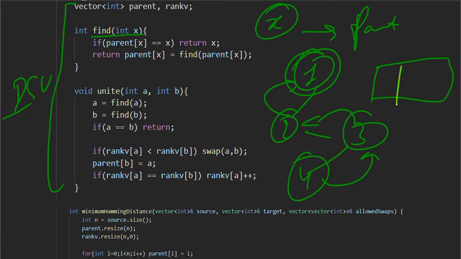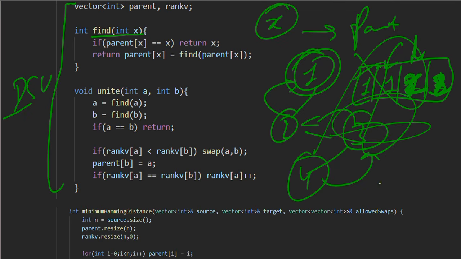If you have to represent it in an array, so at index 0, 1, 2, 3 and 4: parent 4 is pointing to 3, 3 is pointing to 2, 2 is pointing to 1, and 1 is pointing to itself.